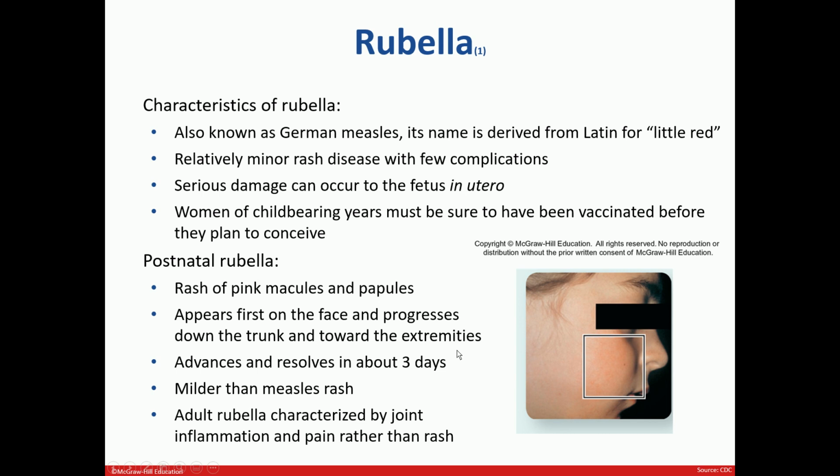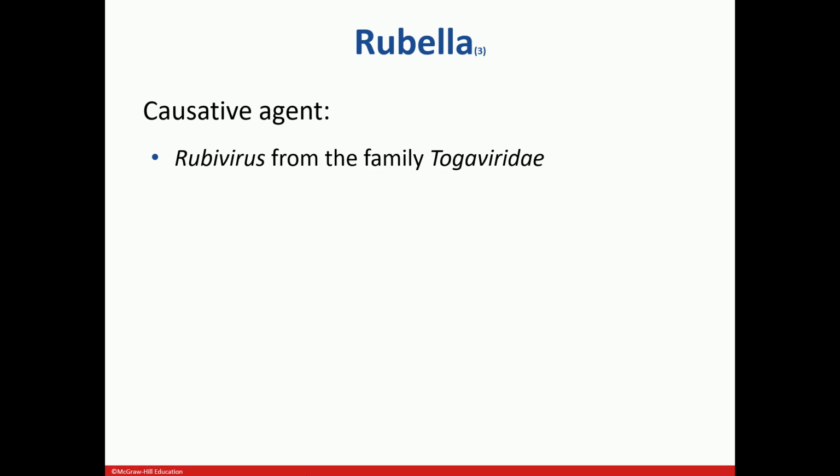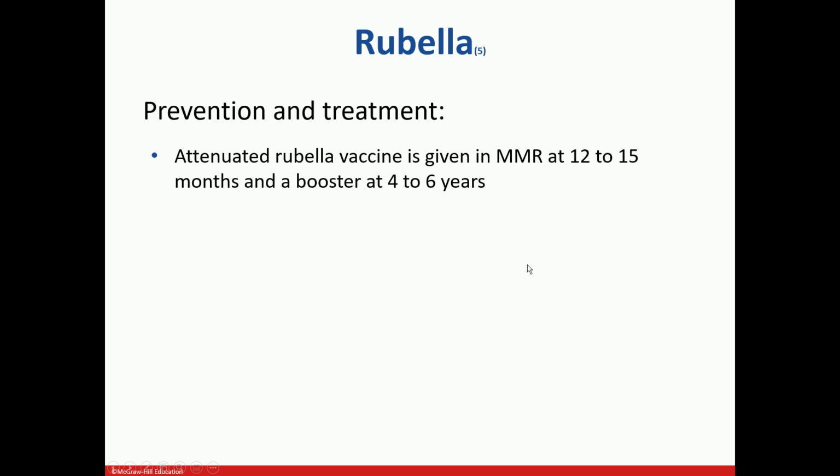It can also involve joint inflammation and pain rather than rash. That is in adults. So adult rubella is characterized by joint inflammation and pain rather than rash. Usually the rash is in children. The causative agent of rubella is rubivirus, from the family Togaviridae.